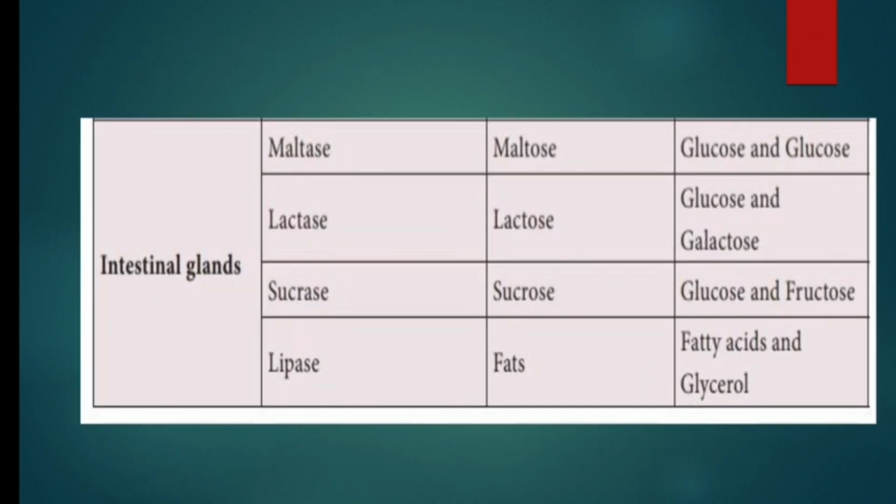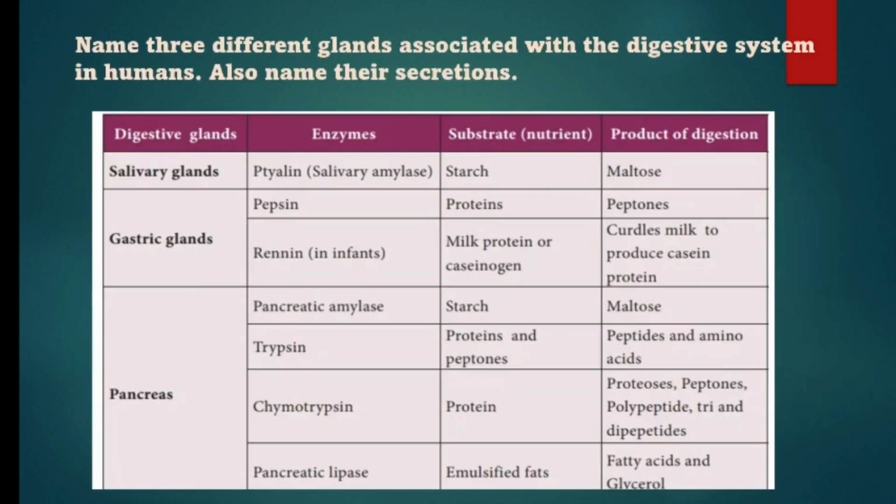Okay. So then the next one is intestinal glands. They secrete maltase, which converts maltose to glucose. Then lactase, which converts lactose to glucose and galactose. Sucrase converts sucrose to glucose and fructose. And lipase converts fats to fatty acids and glycerol. Alright, so I've given four glands. You can write whichever you want, but it's better you mention the ones given in your NCERT, that is salivary, gastric and pancreas.